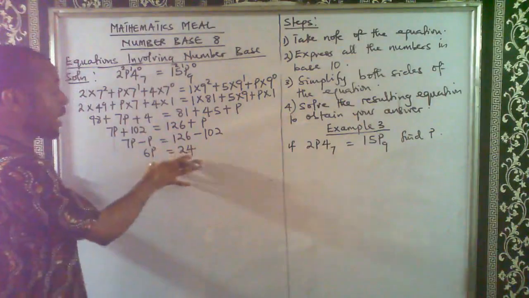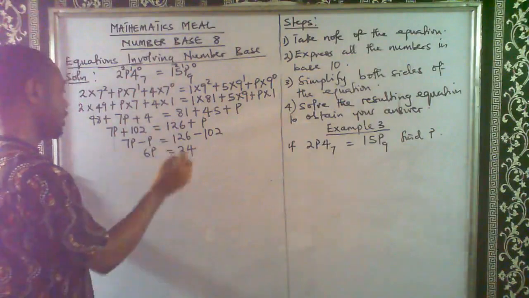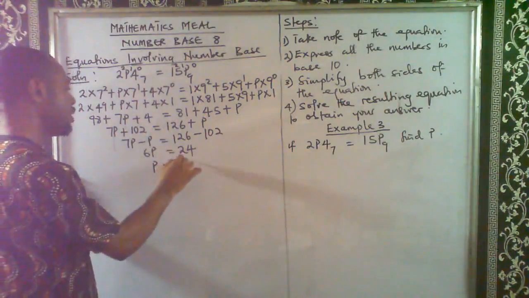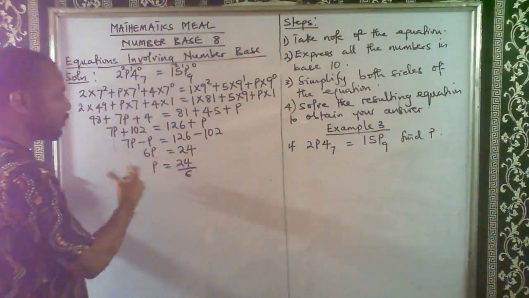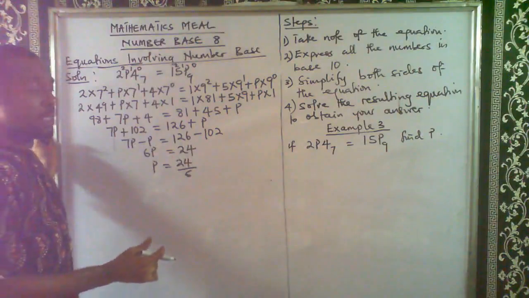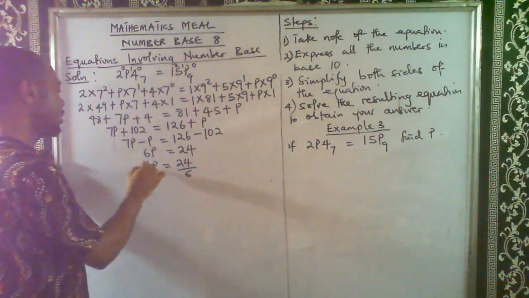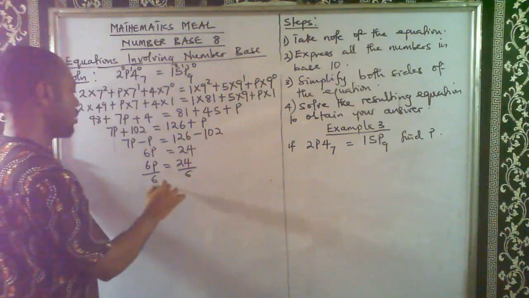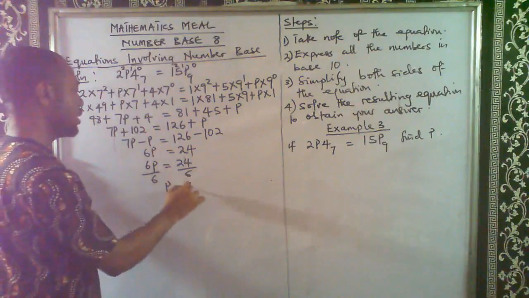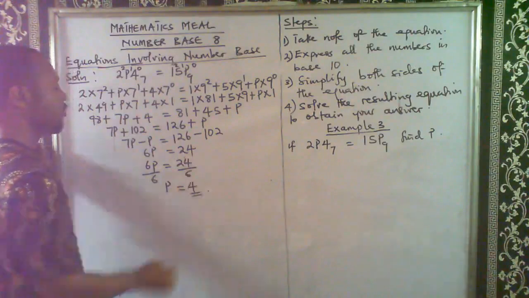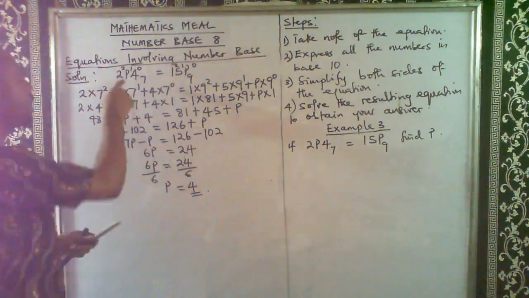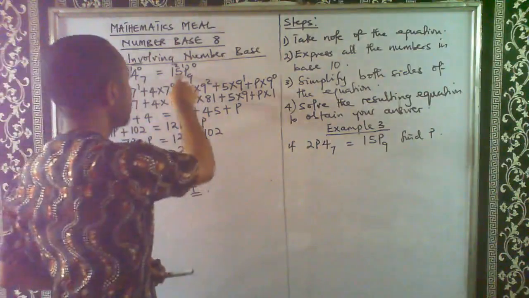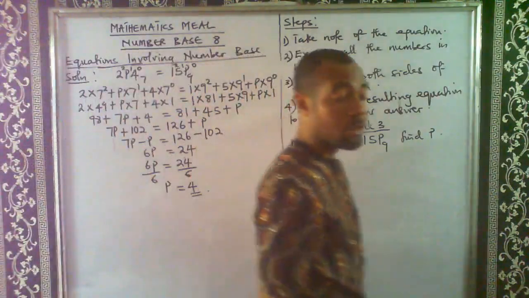Alright, so we can now find our p. So p now will give me 24 over 6. That's divide both sides by 6. That's what we are just doing. And when you do that, you are left with p equals 24 divided by 6, which will give me 4. So this digit here should be 4. Wow, so far so good.